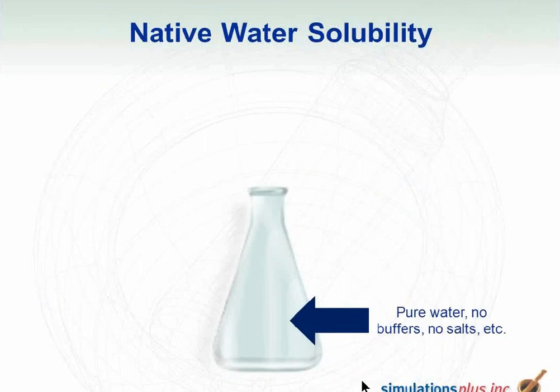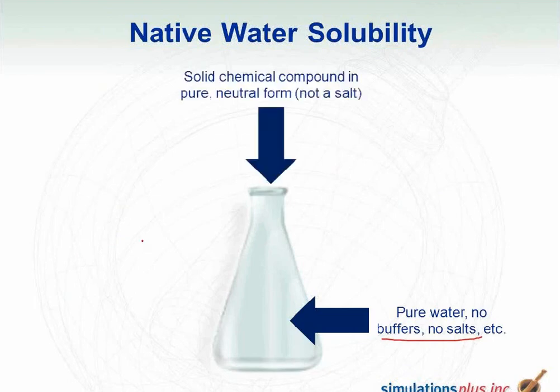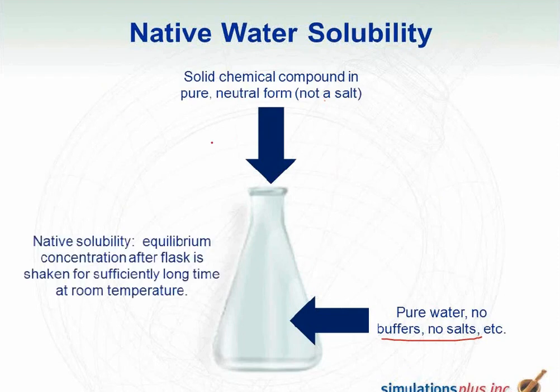So we have a flask of just pure water, so there's no buffers, no salts, etc. And then the compound is added to the water, and again, this is in its pure form. It's not a salt, and then you just keep adding, shaking the flask until equilibrium concentration is reached at room temperature, and this is known as the native solubility.